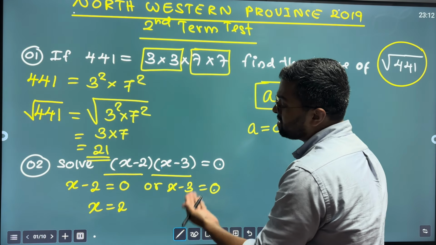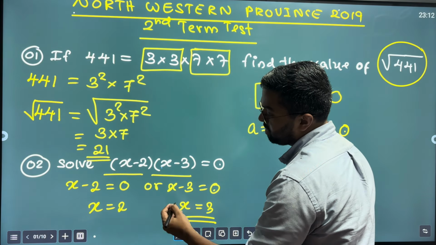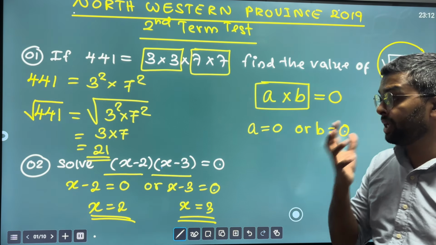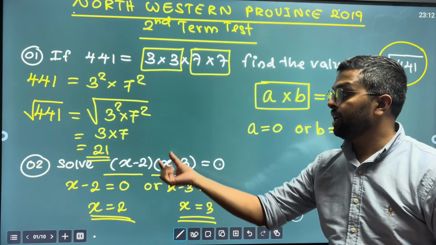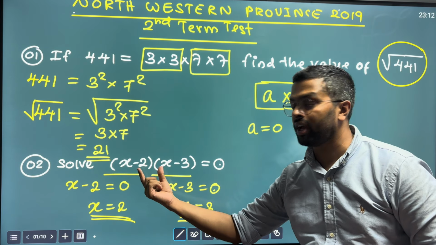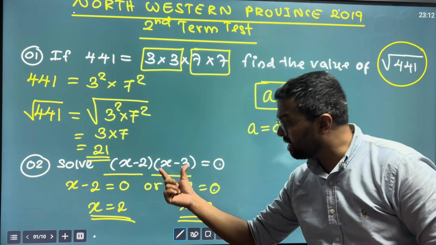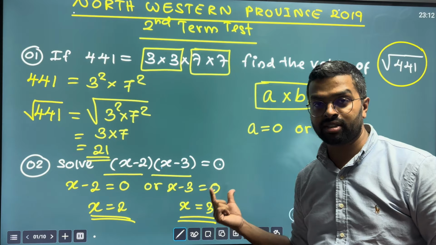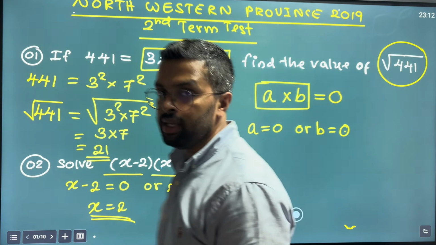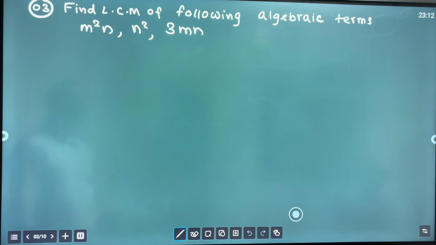If x minus 3 equals 0, then x equals positive 3. So in this kind of question, we will get two different answers. In the case of x equals 2, the product of these two factors is 0. If x equals 3, then again the product of these two factors is 0. So in this case, you have two answers. Is that clear? Right. Let's move on to the next question.